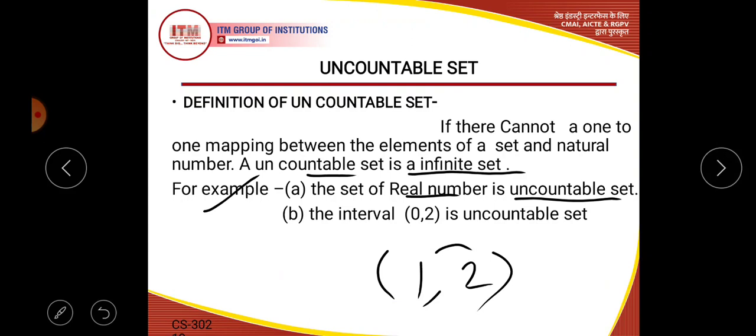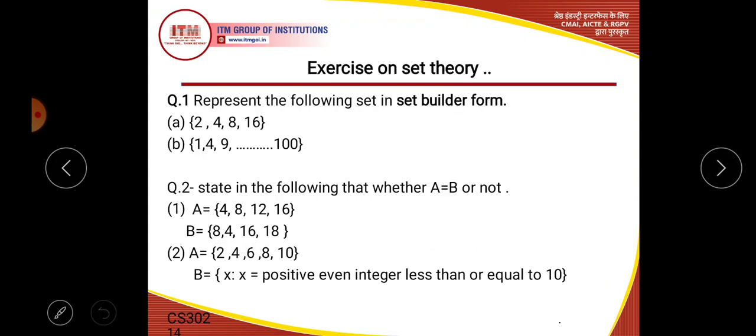Now take another example. The open interval 0, 2 is also an uncountable set, because we cannot count the elements between 0 and 2. So these are the examples of uncountable sets. Now this is the exercise for you, and you have to do it. It's totally based on the set theory.